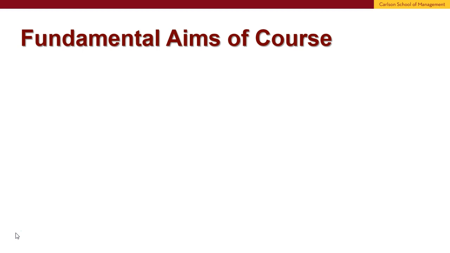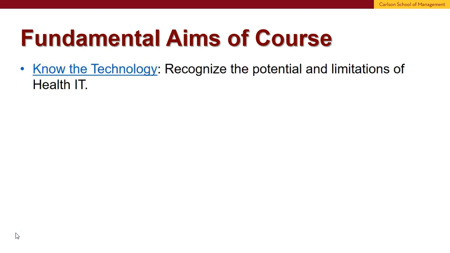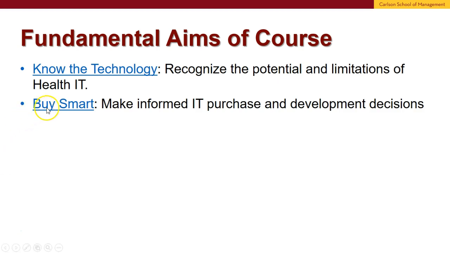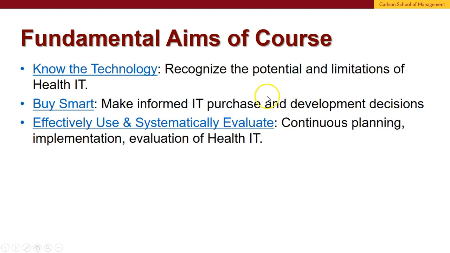So we have some fundamental aims of this course. First of all, you need to learn how to know your technology, recognize the potential limitations of health IT. Second, I want you to learn how to buy smart, make informed IT purchases and development decisions, or at least have a sense of who to reach out to get the most information for those IT decisions that you need to make. Effectively use and systematically evaluate. Easy to say, not always easy to do. So the idea is that there's continuous planning, implementation, and evaluation of health IT.